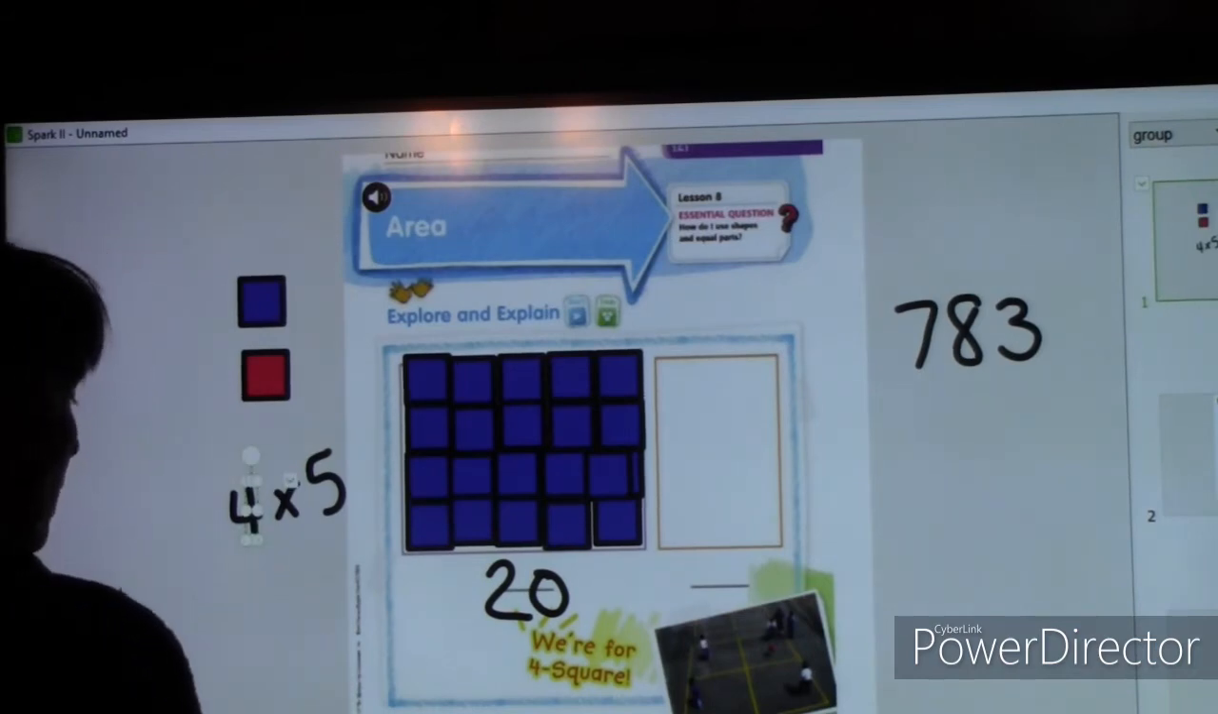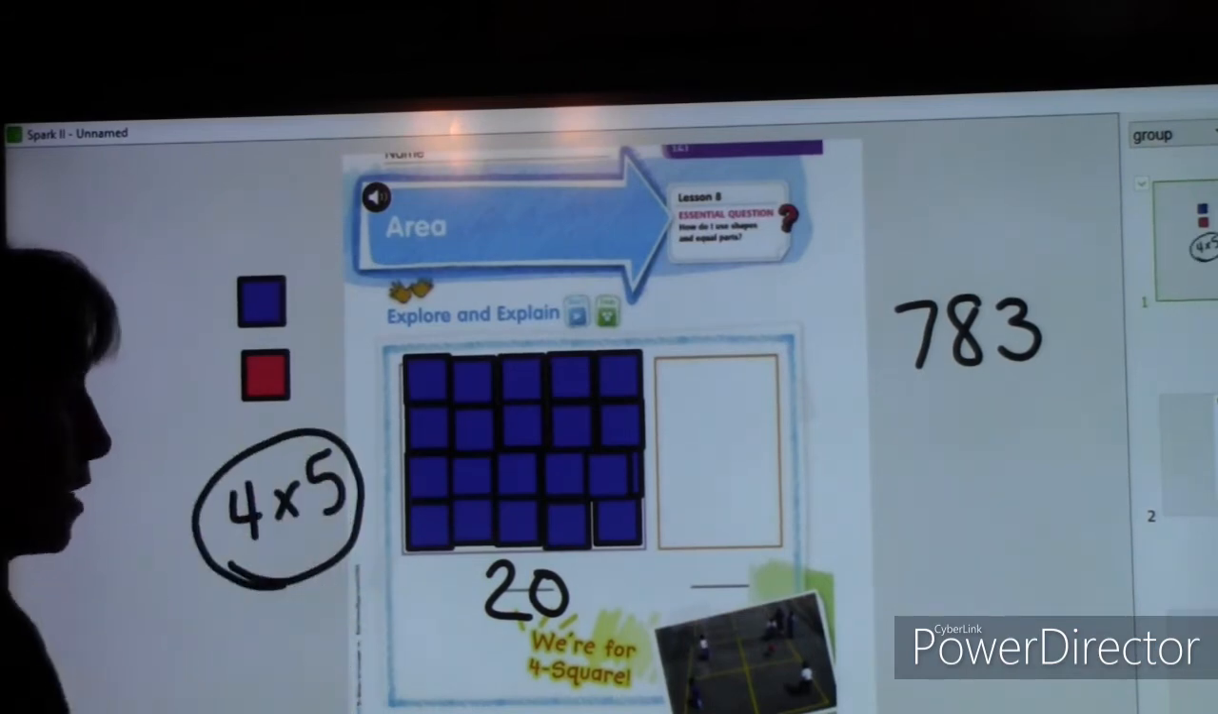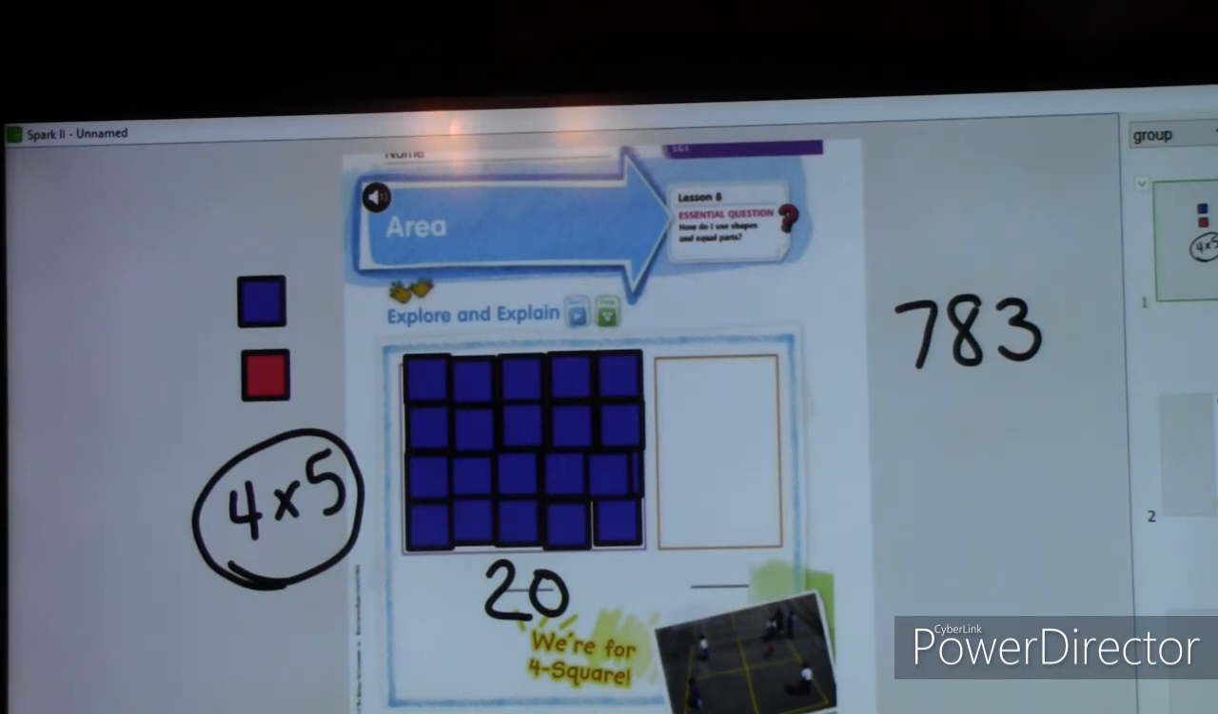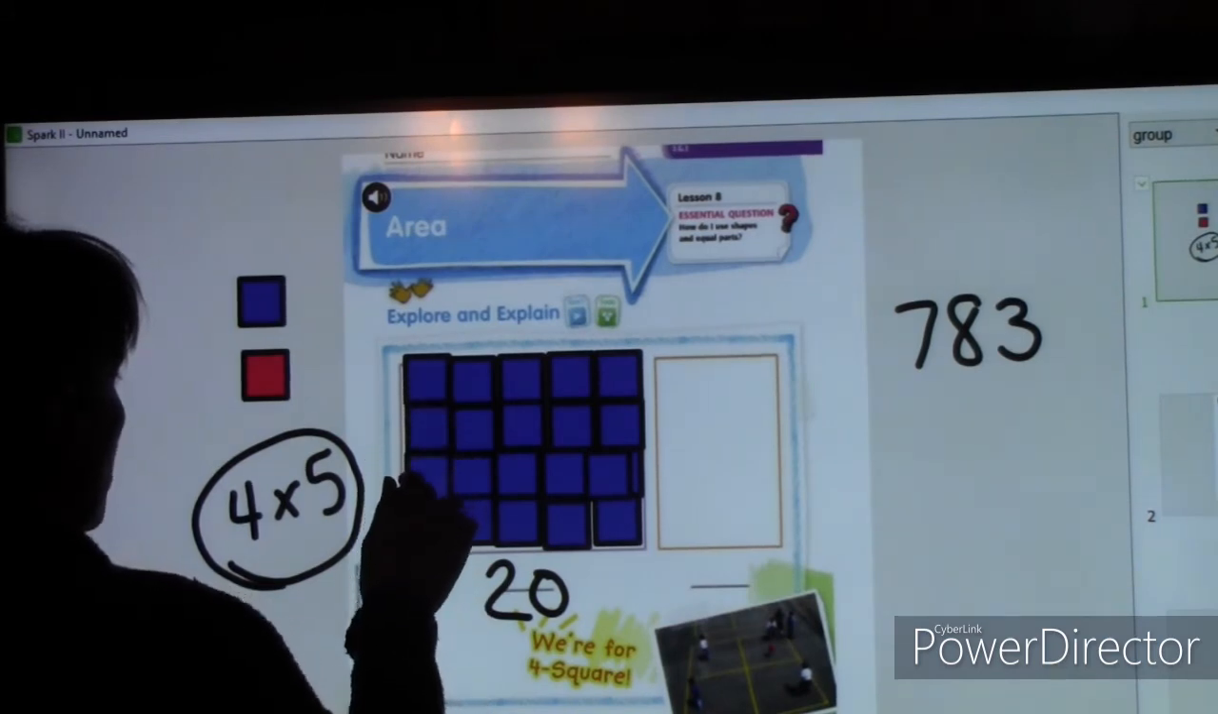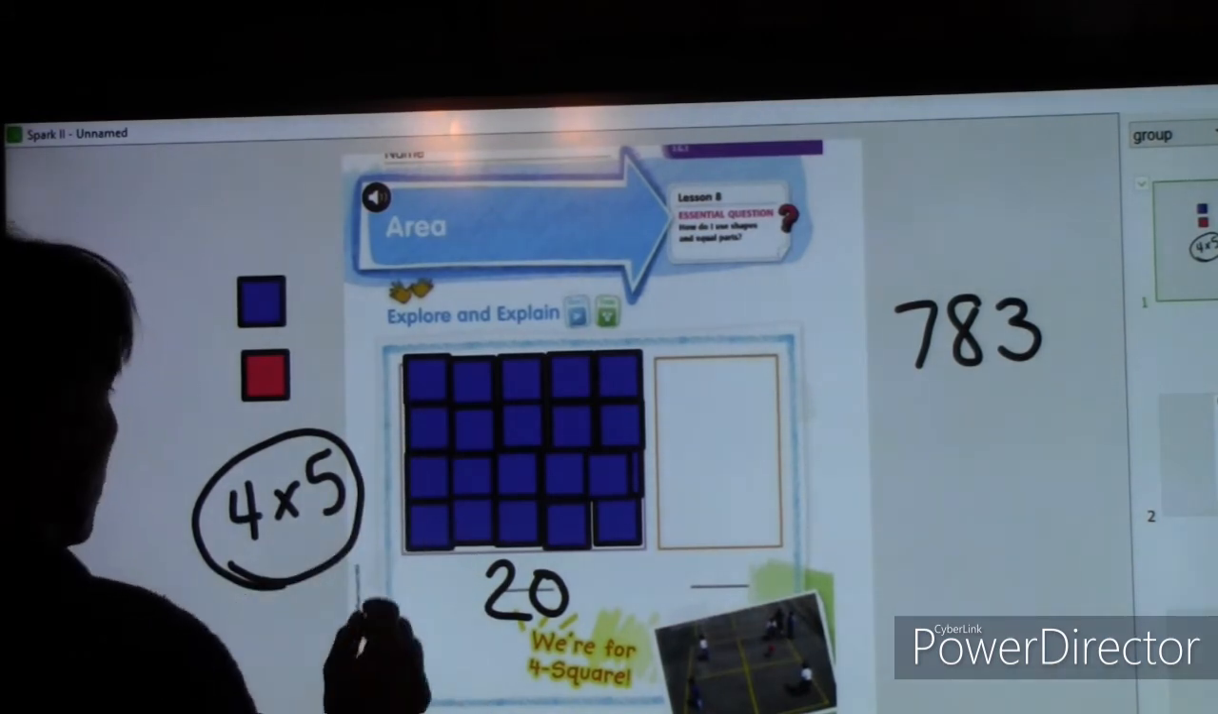This is actually a third grade thing, doing the 4 times 5. But I don't think it hurts for us to hear about it in second grade so that we're getting ready for third grade. So 4 times 5 equals 20. 4 rows by 5 columns equals 20. We could also fill this all in with squares and then count it. 5, 10, 15, 20. Okay, let's try the other one.